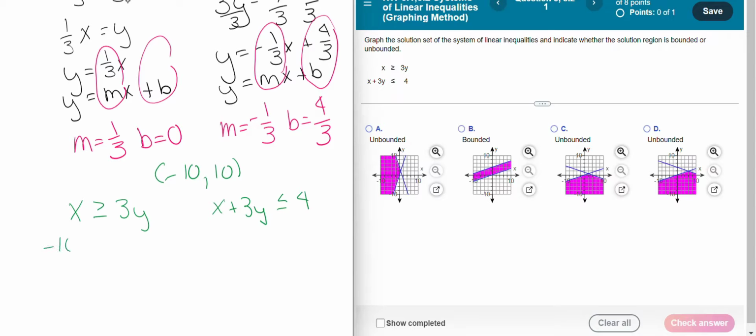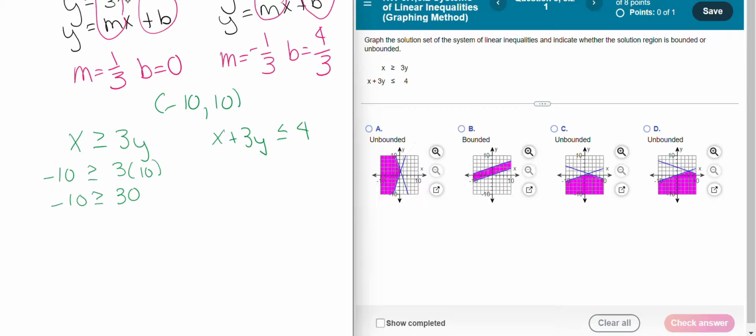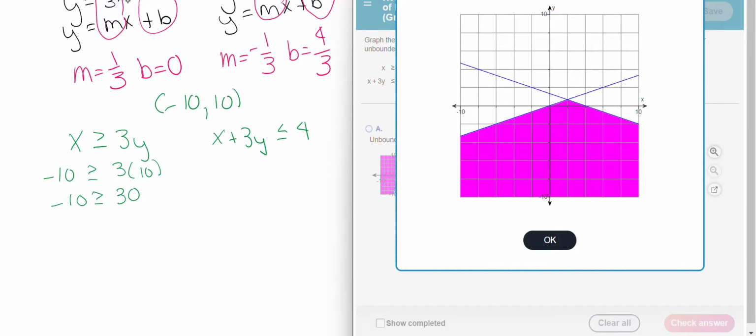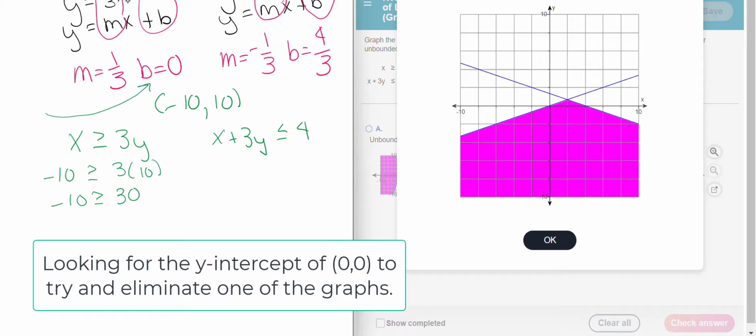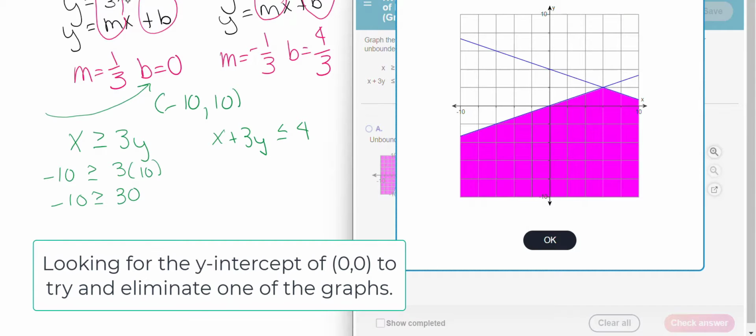I'm going to put negative 10 in for x and 10 in for y. So right away I can see that it's not true because negative 10 is not greater than 30. So A is totally out of our region. Now let's look at C and D. They look very similar. One thing is that I'm looking over here, the y-intercept is 0. And yep, we have a y-intercept of 0 for this one, and a y-intercept of 0 here. Okay, so that's not going to help us much, is it?